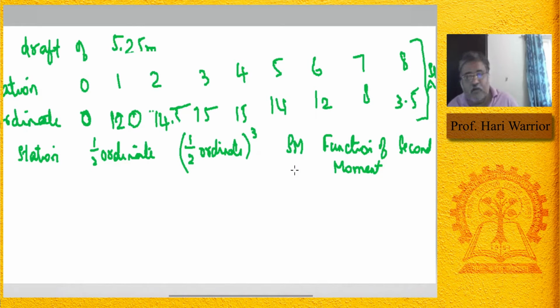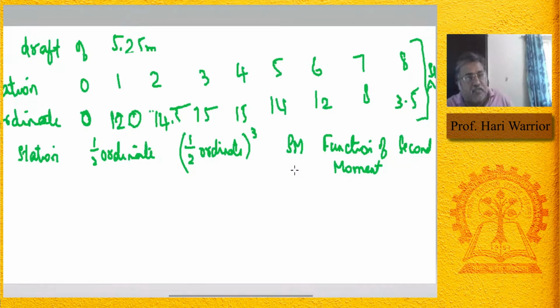And Simpson's multiplier, how will you get the Simpson's multiplier? What are we trying to find here? What area is it? The moment of inertia is in which direction? In the problem that we did in the previous class, this was basically to find the volume. There we used the vertical distances, which is basically the drafts. We found the drafts, and the drafts were multiplied with the half area.